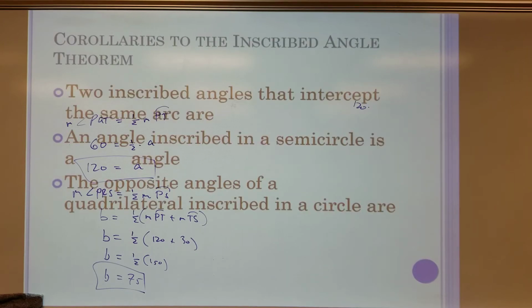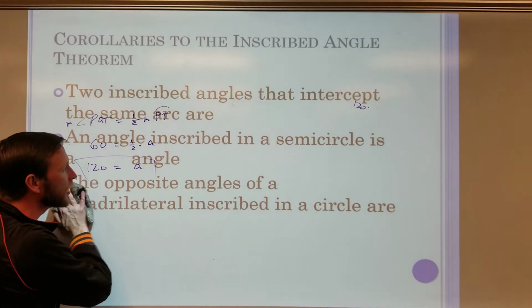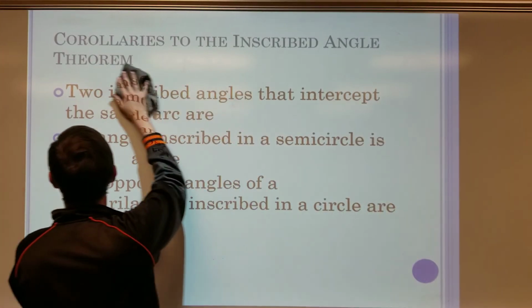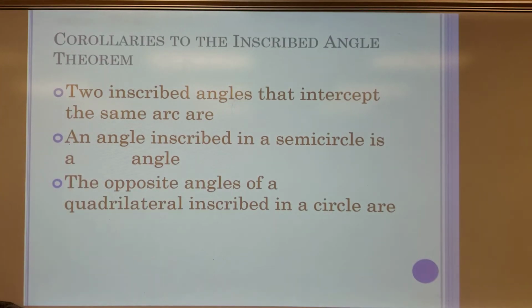Here are some corollaries to this theorem. And these are a little difficult maybe to imagine. Hopefully it's not too difficult for me to explain or for you to understand. But here are 3 quick concepts or corollaries to that theorem that we just discussed, that the measure of an inscribed angle is half the measure of the intercepted arc. So 2 inscribed angles that intercept the same arc are congruent.